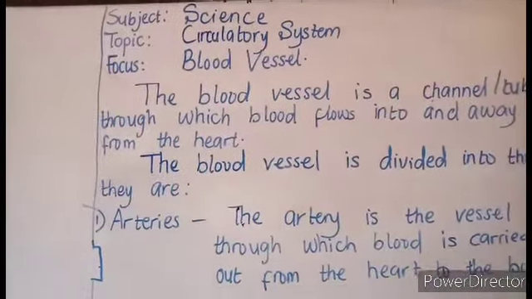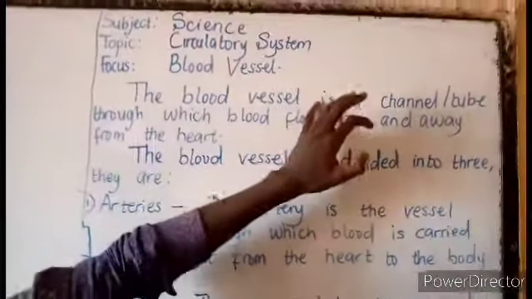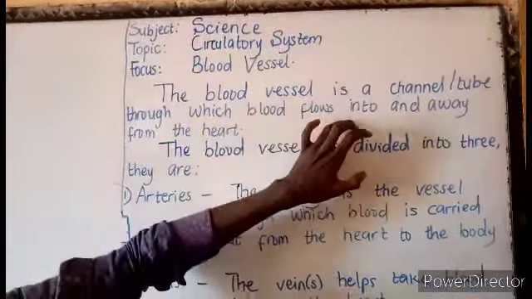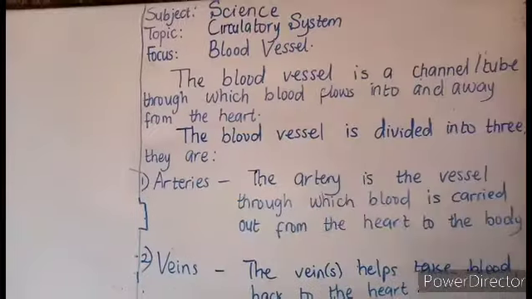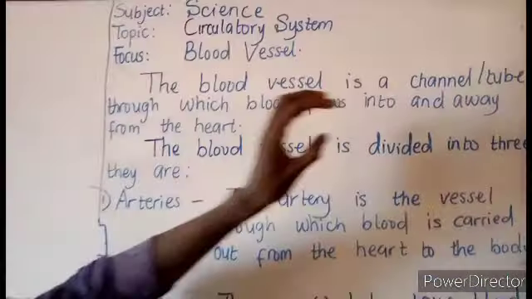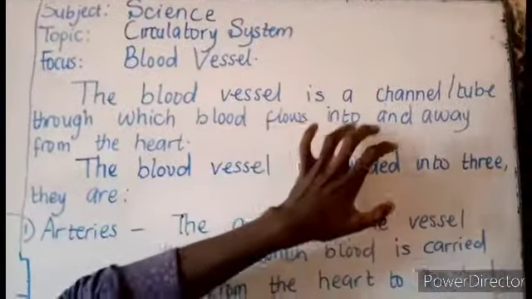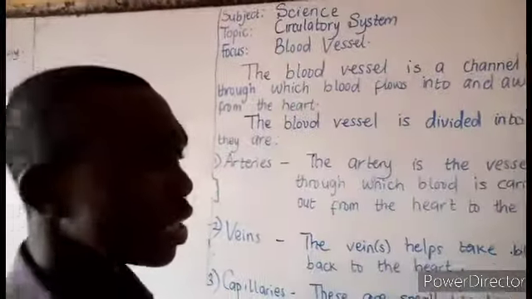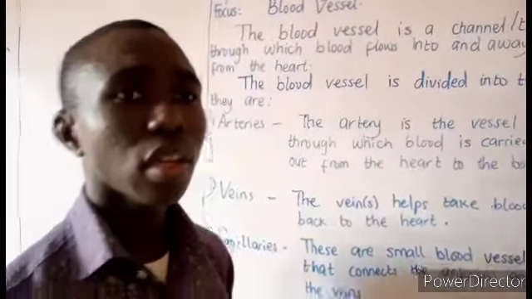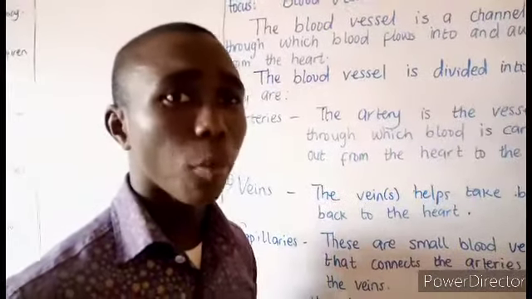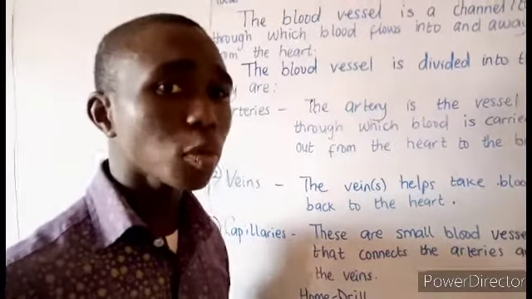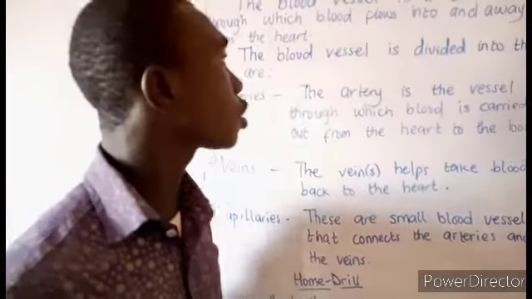What do we mean by a blood vessel? A blood vessel is a channel or tube through which blood flows into and away from the heart. Now, the heart. The heart is a muscular organ that pumps blood into the body.